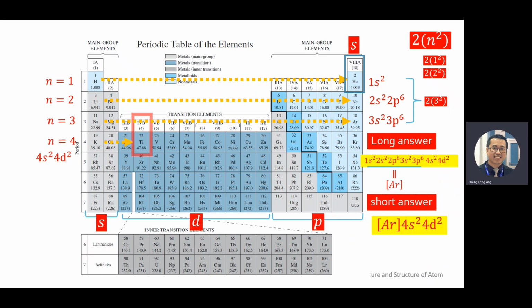Sorry, this one is helium, He. Correct, 2s square. Yes. That means you understand. So in the final, you can write a short answer. In Test 1, normally I'll ask you to write a long answer here.